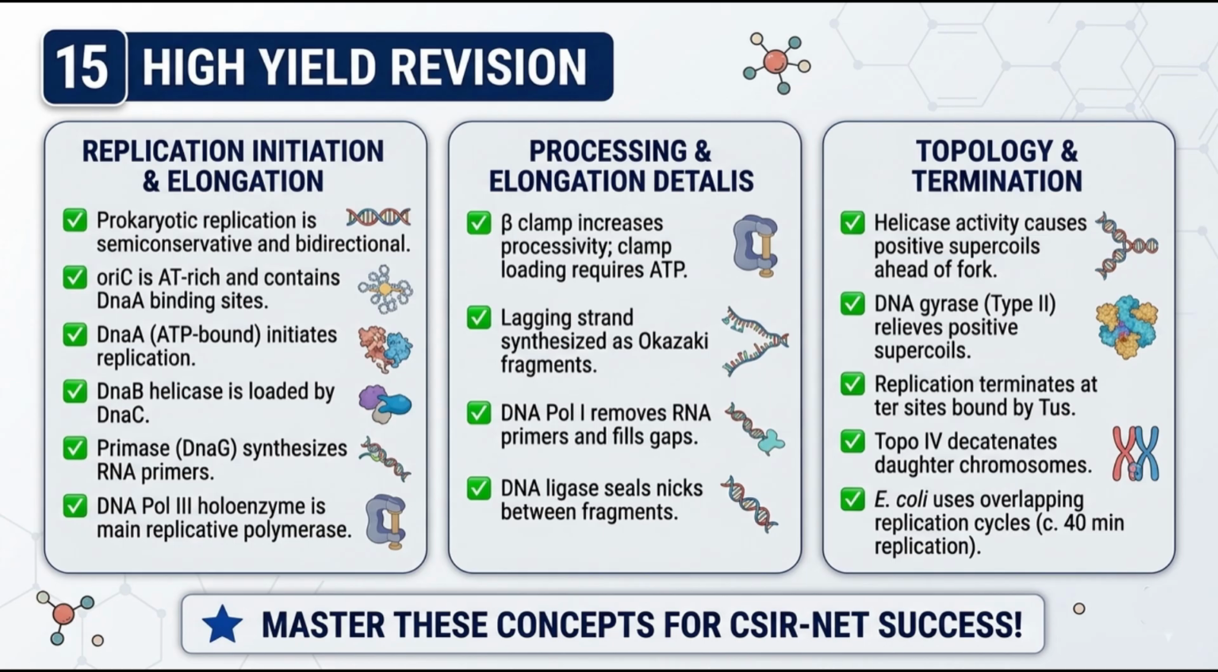DnaC helps load DnaB helicase onto DNA. Primase, or DnaG, synthesizes short RNA primers. DNA Pol III holoenzyme acts as the main polymerase.